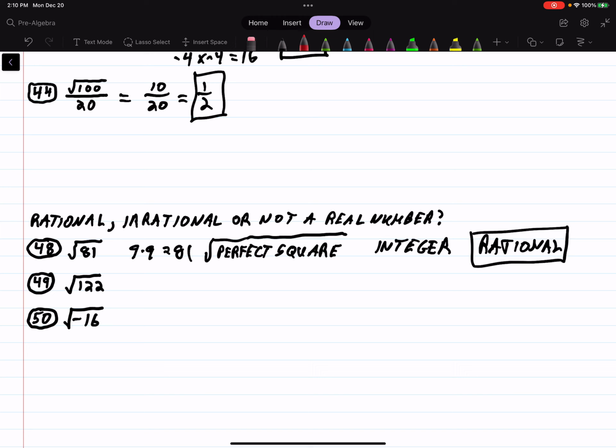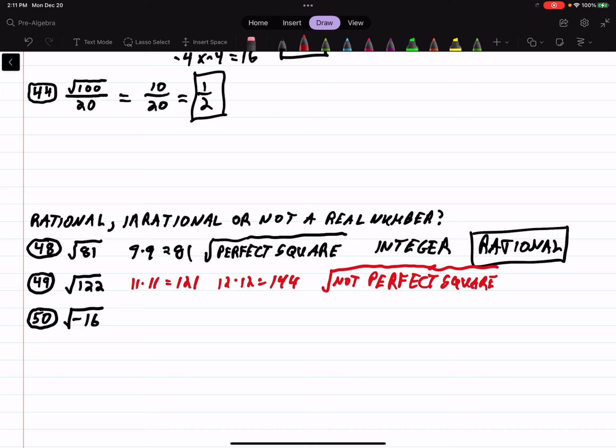Opposite of that is the square root of 122. Is that a perfect square? Well, 11 times 11 is equal to 121, and 12 times 12 is equal to 144. So that is not a perfect square. So the square root of a number that is not a perfect square is by definition an irrational number. So that's the answer to that one.